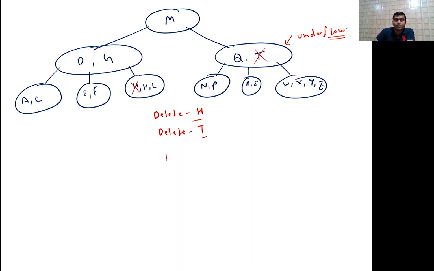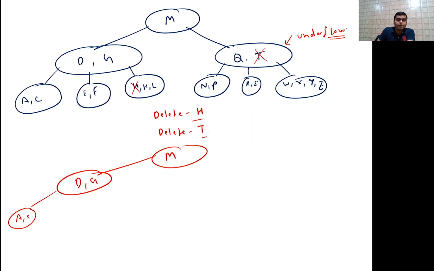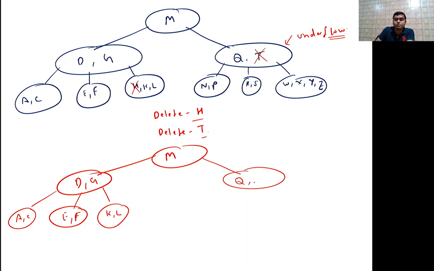So finally you will get M, and on the left side D, G, and on its left A, C, and in between E, F, and after that K, L, since H has gone. On the right side is Q, and W will come up, and on the left N, P, and in between R, S, and on the right X, Y, and Z. So this is the required tree after deletion of H and T.